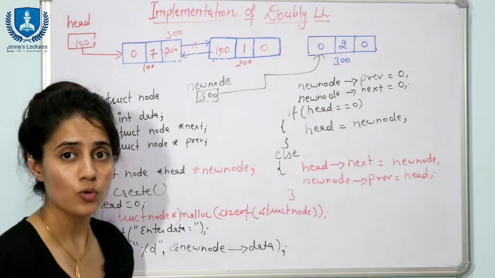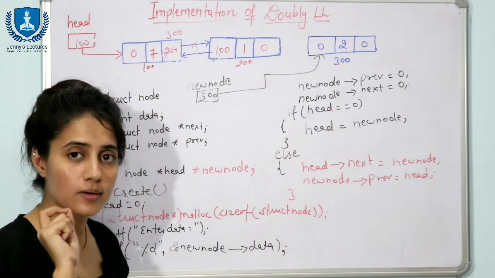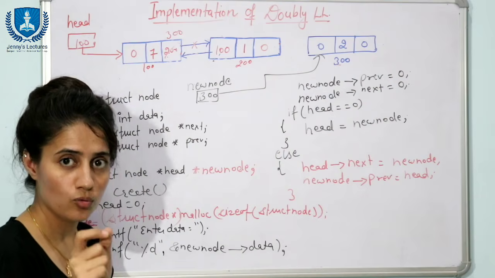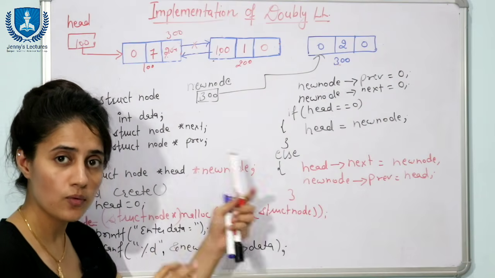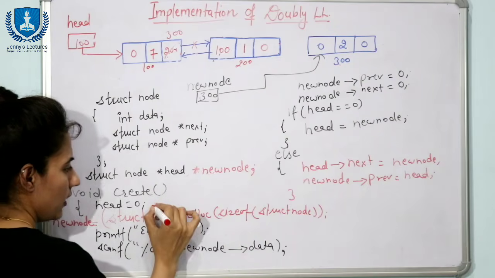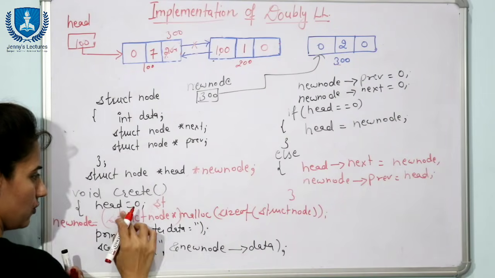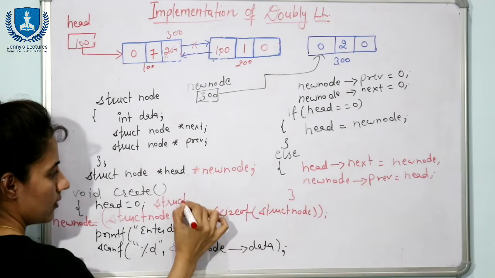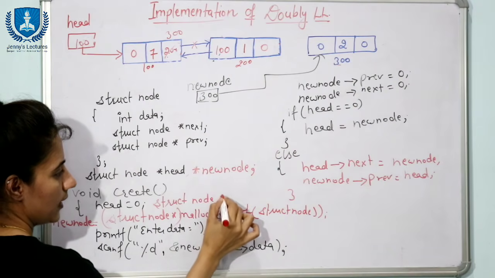Now what you will do is take another pointer to node. You can call it temp. This logic we have already discussed in the singly linked list also. So now within this function we can declare another pointer, that is temp.